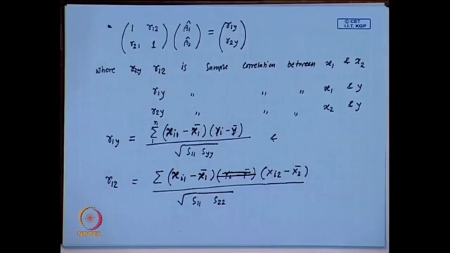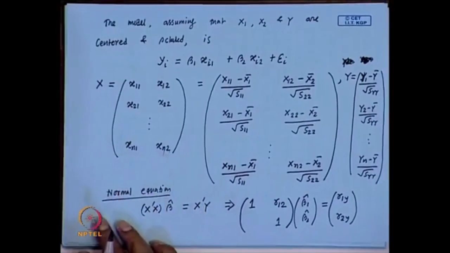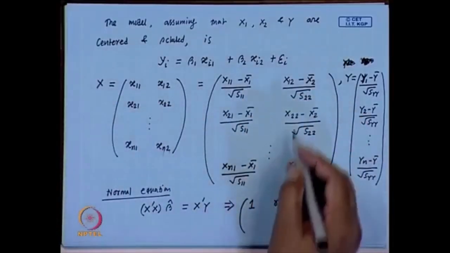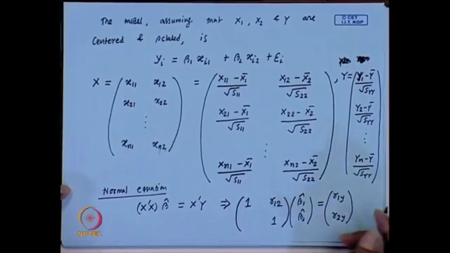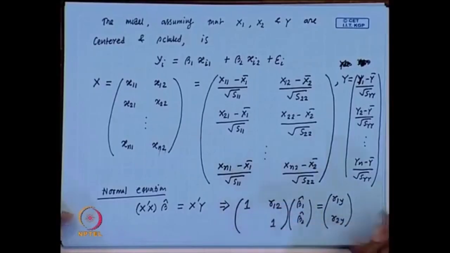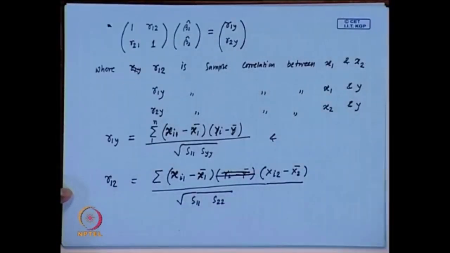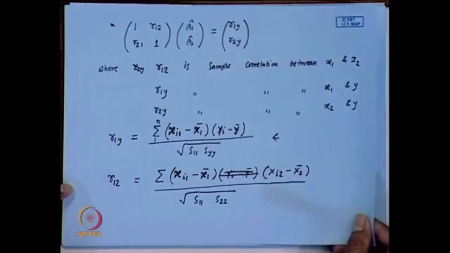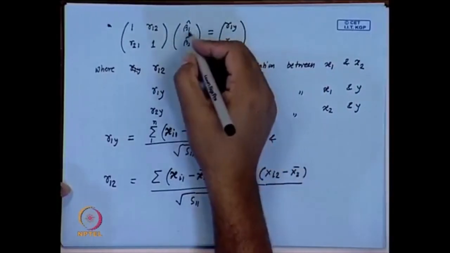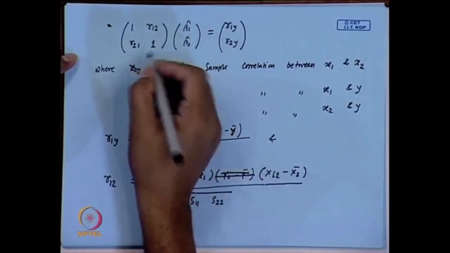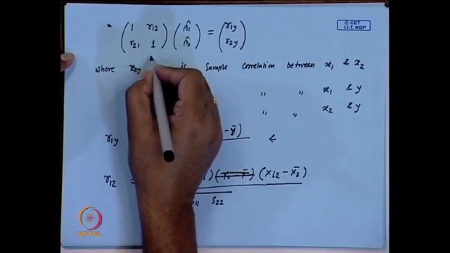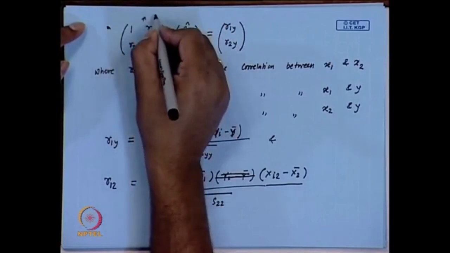Okay. So, you can check with the original X matrix now. This is the X matrix for the transformed data. And then you can check why X prime X is equal to this. You know what is R 1 2 and what is R 1 y, R 2 y, all these things. So, you can check why this element is R 1 2, that is the sample correlation between the regressor x1 and x2. Okay. Now, to get beta 1 hat and beta 2 hat, we need to compute the inverse of this matrix. This matrix is called the correlation matrix now. Okay, this X prime X matrix is now called the correlation matrix.